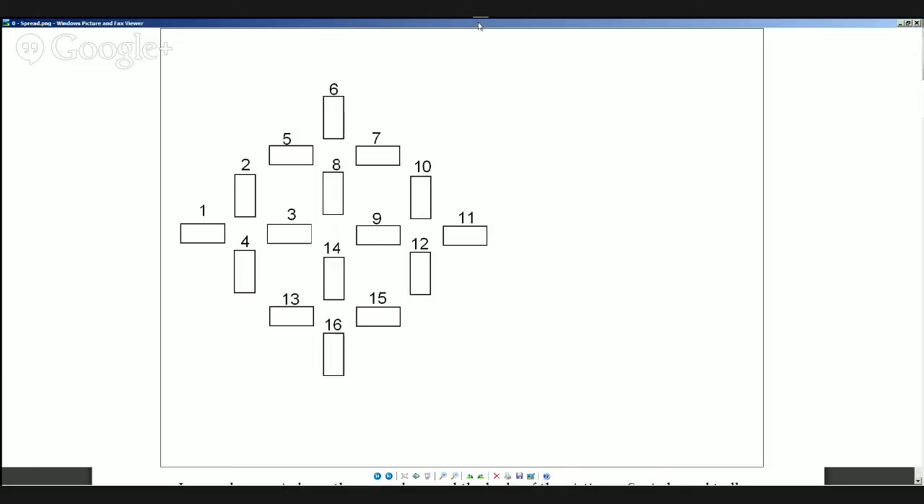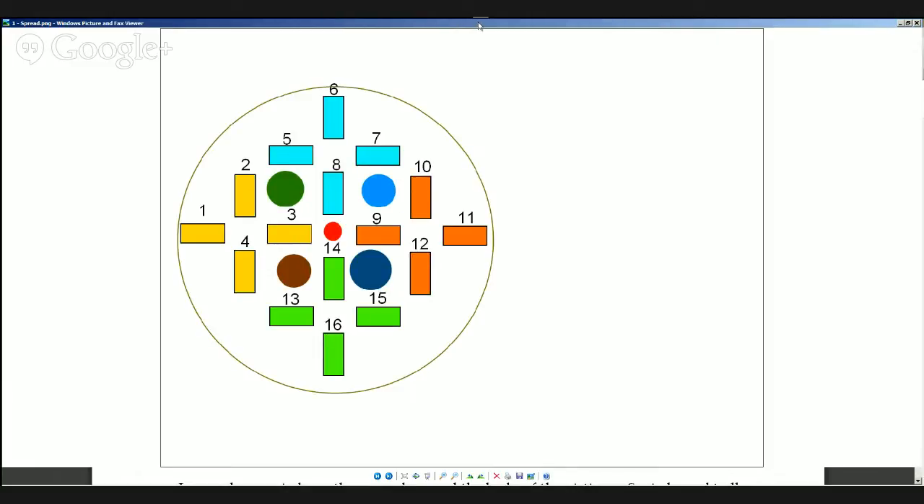So let me show you what that looks like. We've got 1, 2, 3, 4, and that's one grouping. 5, 6, 7, 8, 9, 10, 11, 12, 13, 14, 15, 16. Excuse me. Then we've got these little pillars here. These pillars connect these cards together to create an overall meaning for these specific parts.